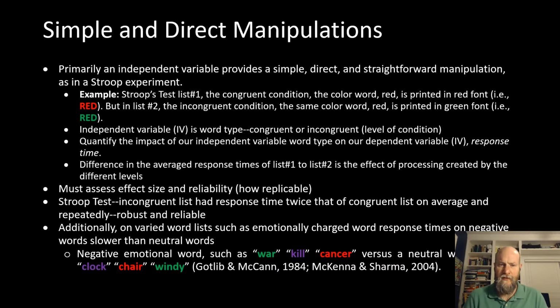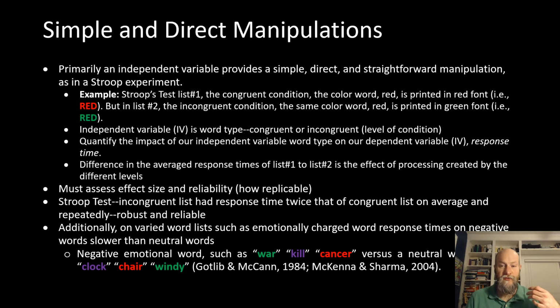What they found is that if I give you a Stroop list of words and I say read the color of the font, and the list includes negative emotional words such as war, kill, cancer, and then I give you another list that has a neutral word list like clock, chair, or windy, it takes you longer to complete the list with the negative emotionally charged words than the benign words. So this effect has been shown to be reliable across different aspects of cognitive functioning even. So that's an example of a very simple and direct manipulation.